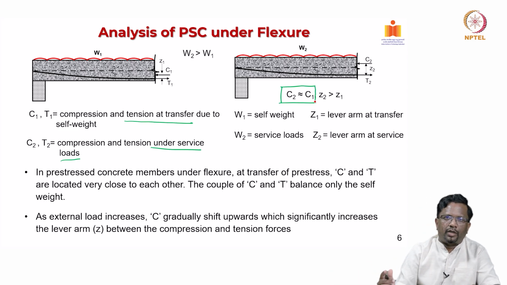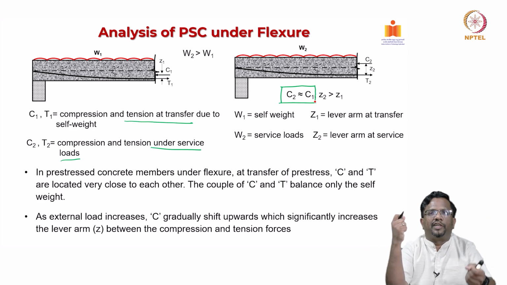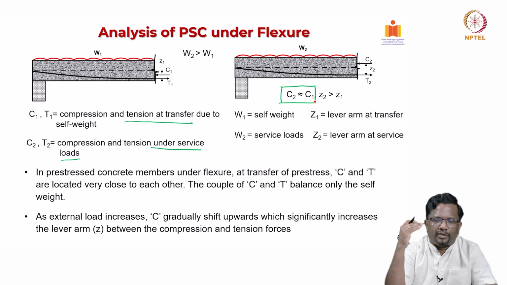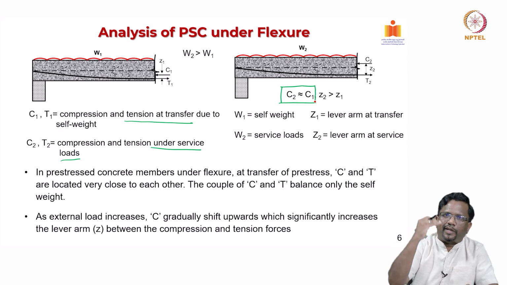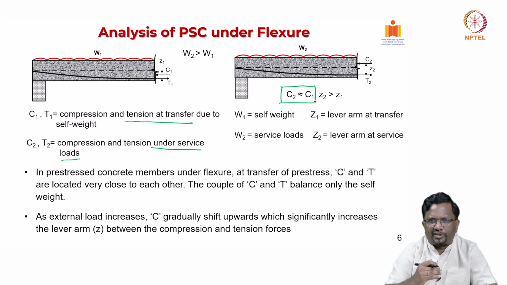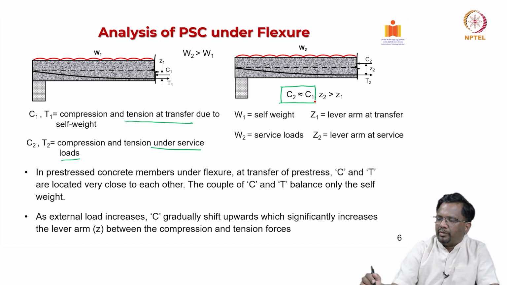Now, again why? Because already we have stretched the cable to a high tension force, up to 75% of a characteristic stress. So, under service loads, that increment in force is not going to be that significant, right. So, then how do I get the moment resistance? Moment resistance is always C times lever arm, which is equal to T times lever arm.